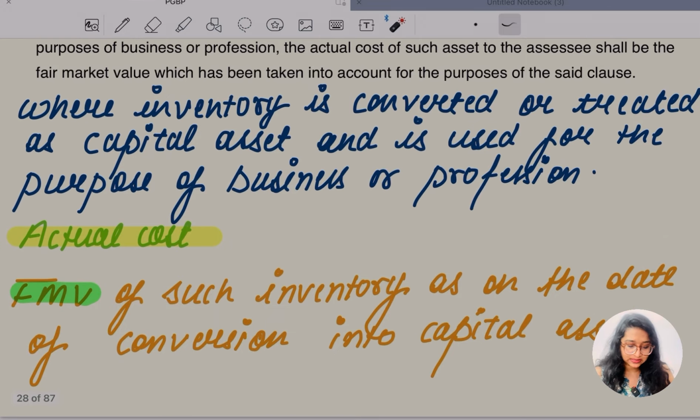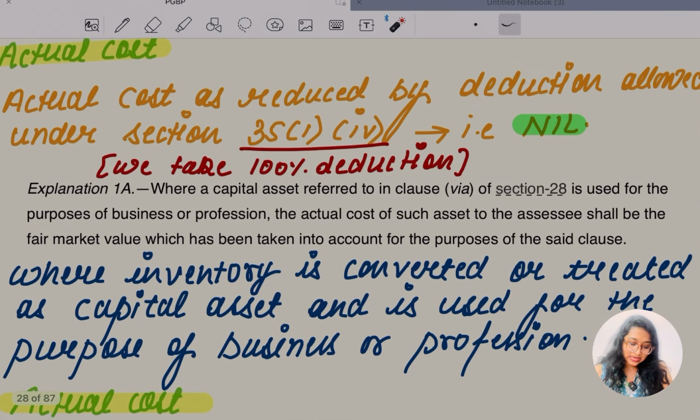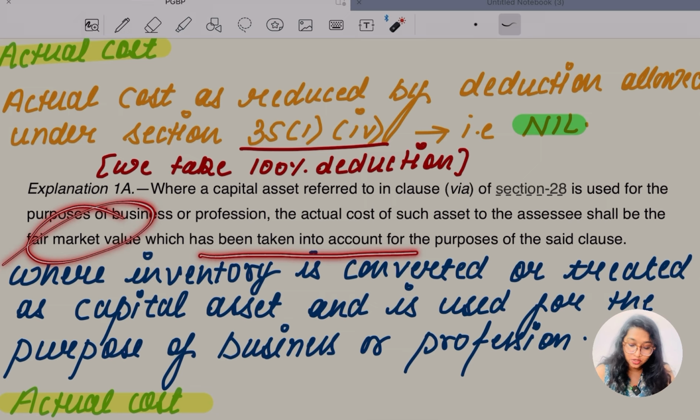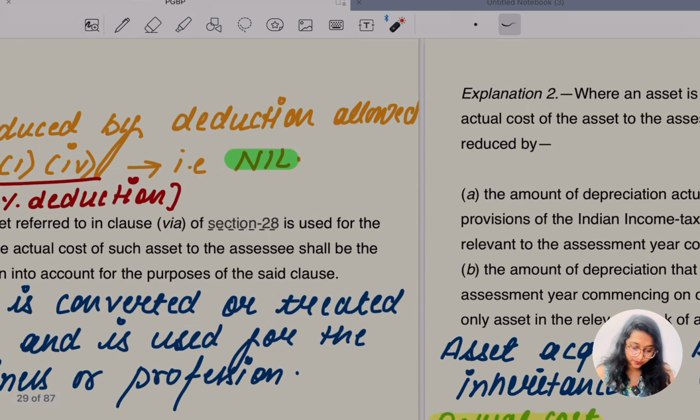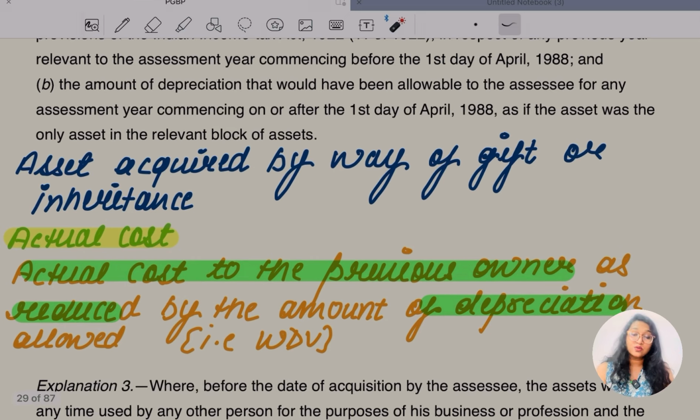It was easy. Explanation 1 says where the capital asset, referred to in clause (iva) of section 28, is used for the purpose of business or profession, the actual cost of such asset to the assessee shall be the fair market value which has been taken into account for the purpose of the said clause. It was easy. Let's go to the other explanation, explanation 2.